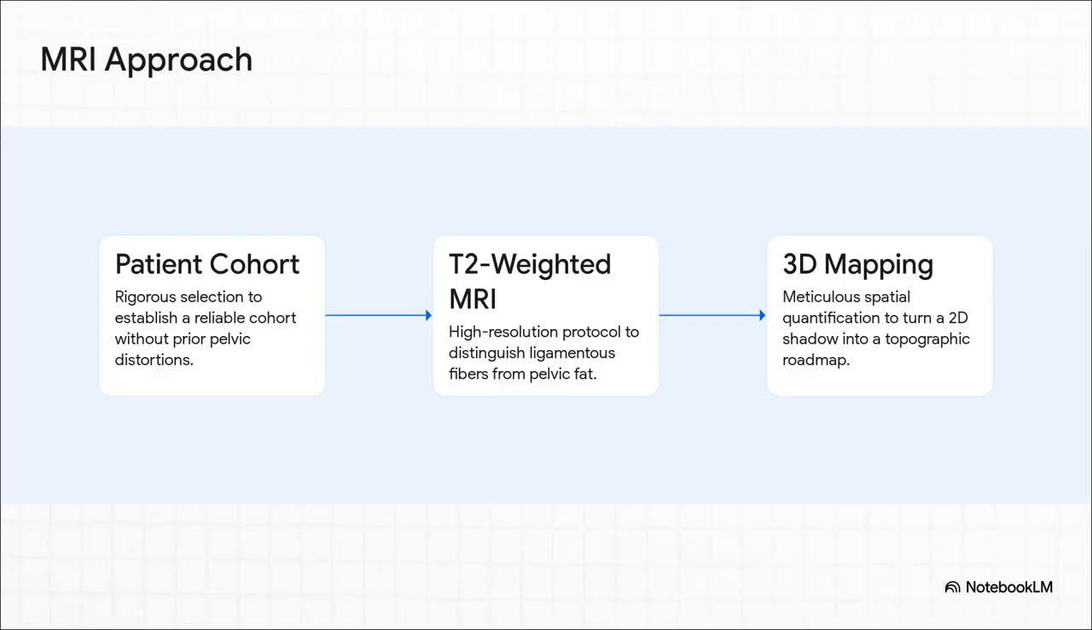So how do they actually map this? Well, the researchers' approach breaks down into 3 very logical steps. Step 1 was rigorous patient selection, essentially making sure they had a reliable cohort with no prior pelvic distortions. Step 2 was the use of high-resolution T2-weighted MRI protocols. Now, as PG students, you know T2 weighting is the absolute gold standard for popping out complex soft tissue contrast in the pelvis. It's what allows those ligamentous fibers to really stand out against the surrounding pelvic fat and visceral structures. And finally, step 3, meticulous 3D mapping and spatial quantification. They literally took the ligament from being a flat, 2-dimensional shadow and turned it into a fully measurable topographic roadmap.